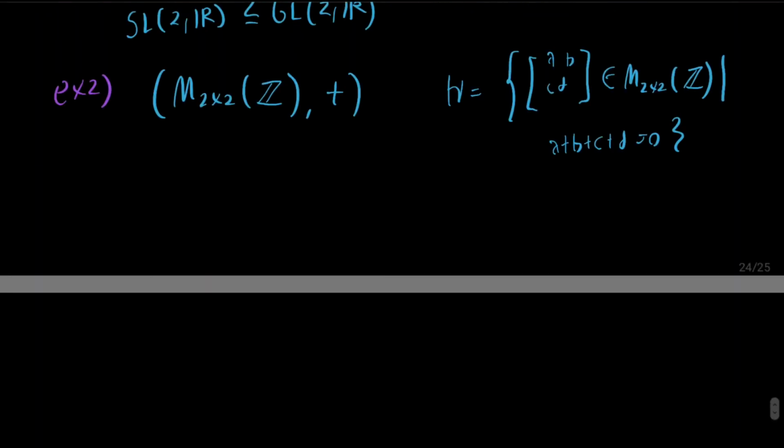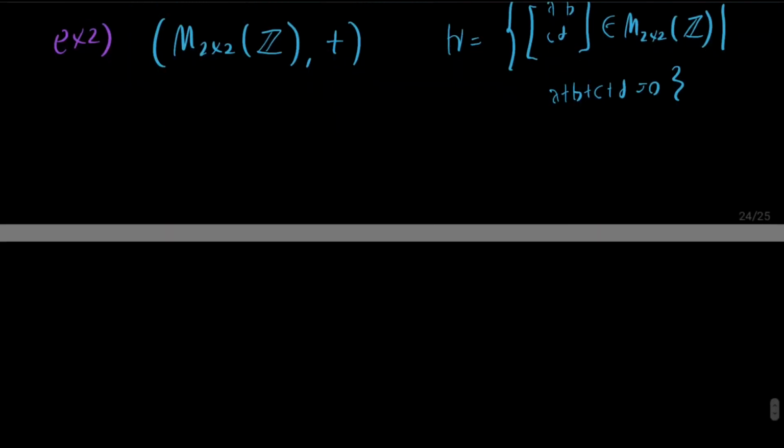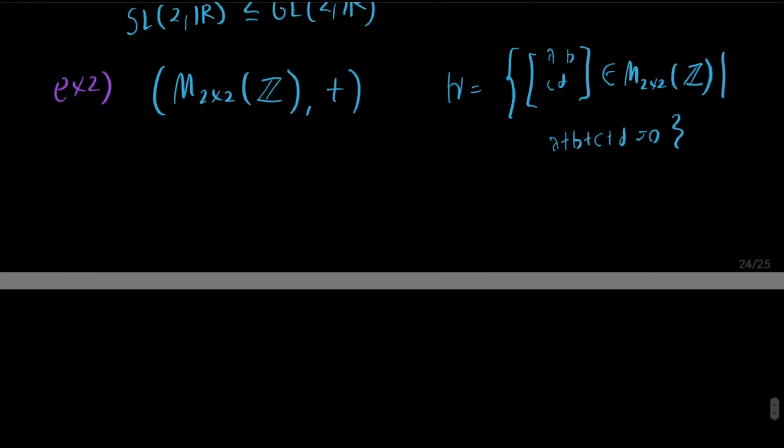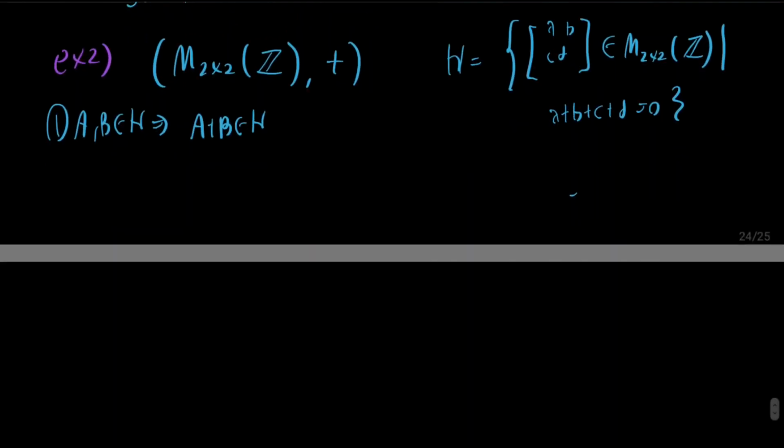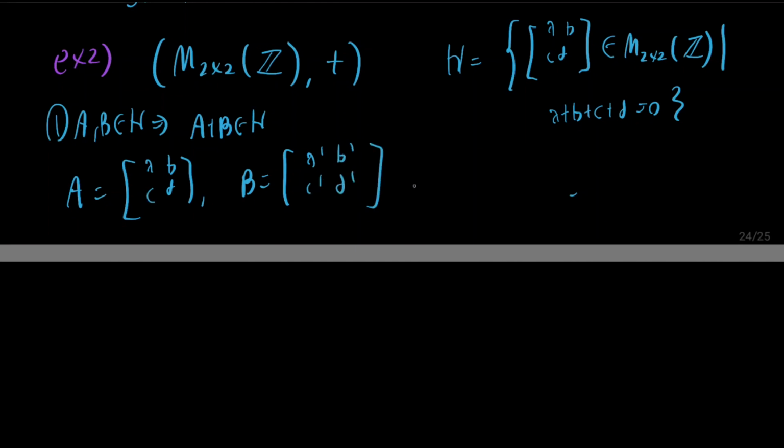To prove this, we can use one of the two subgroup tests that we proved in the last video, but we will use the second one that allows us to check that H is actually a subgroup by just checking two elements. In particular, we check that if A and B are in H, then A plus B is in H. Let's see if that is the case. Suppose we have A, that is A, B, C, D, and then we have B, that is A prime, B prime, C prime, D prime, in H, of course.